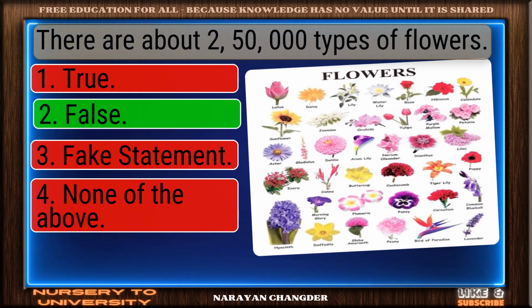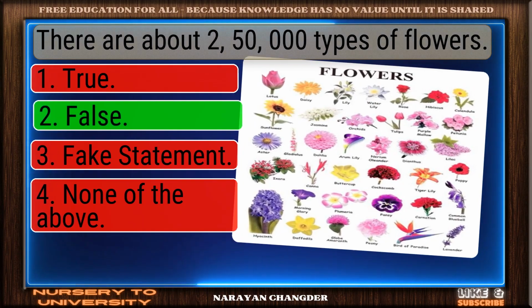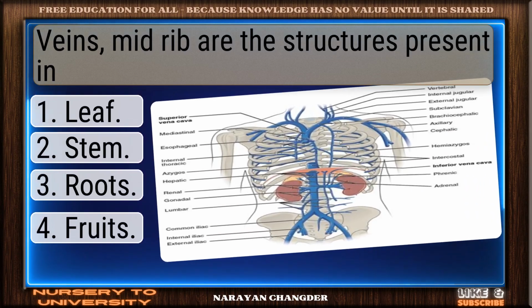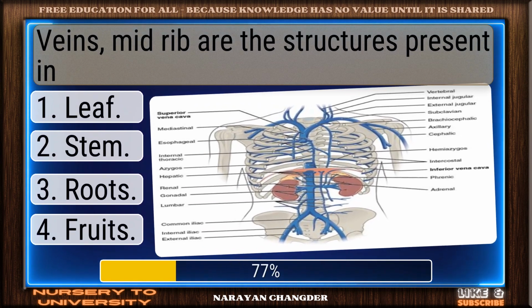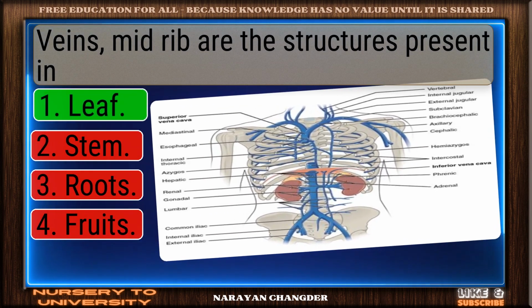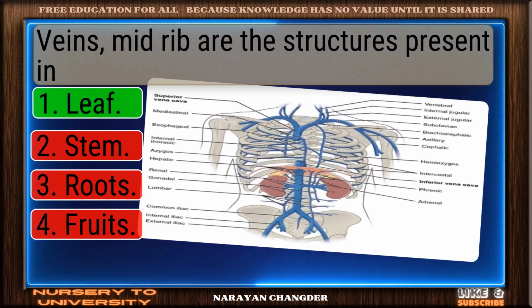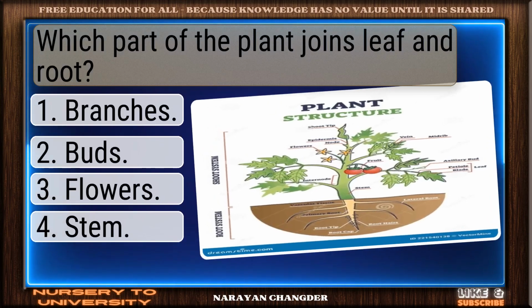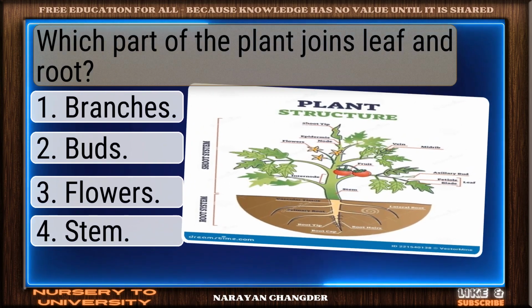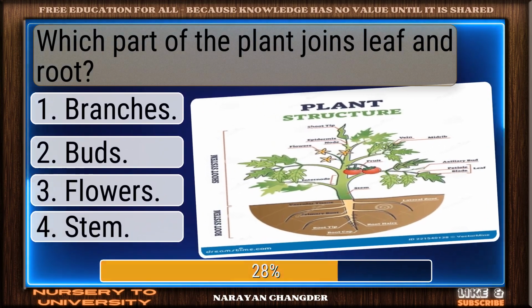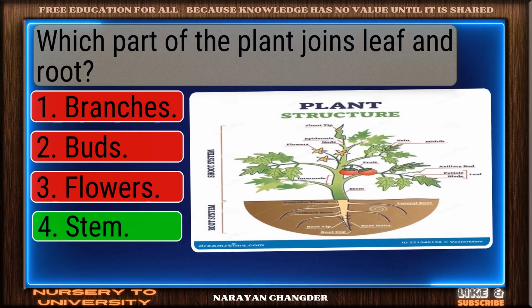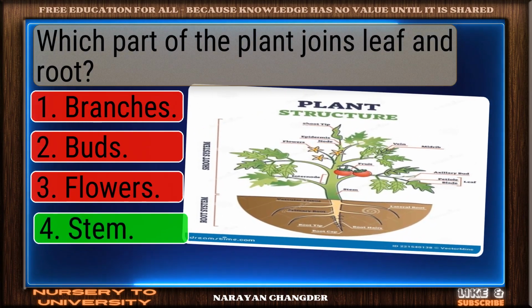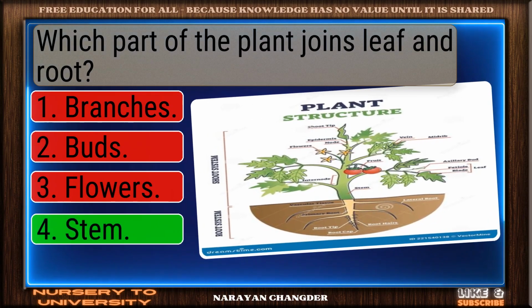Exactly. False makes sense, and it is right choice. Veins, mid-rib are the structures present in. Nice selection. Leaf is the correct and valid answer. Which part of the plant joins leaf and root? Clear logic. Your choice stem is sound and 100% true.